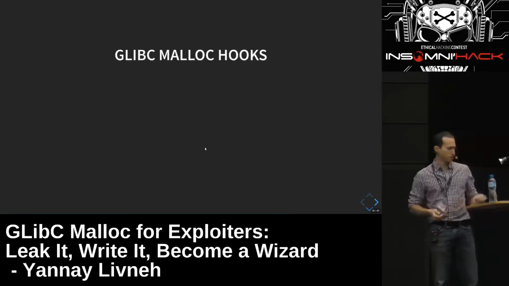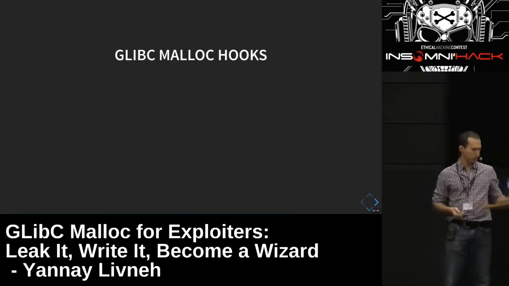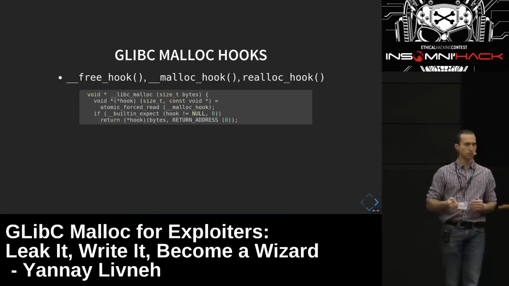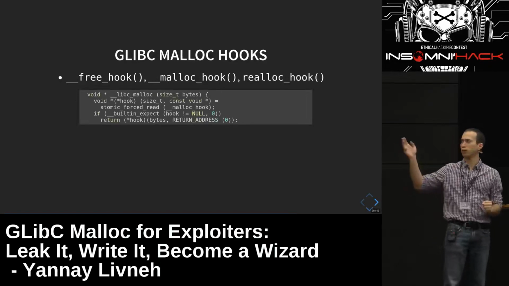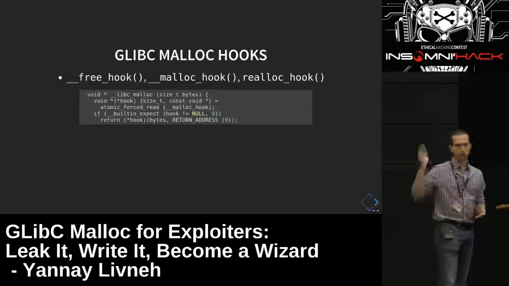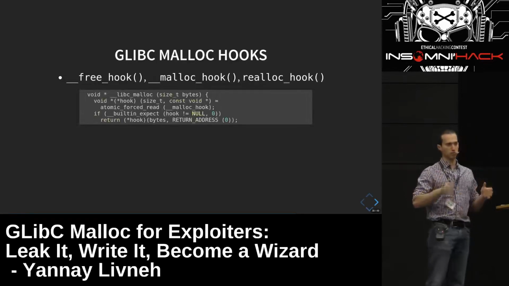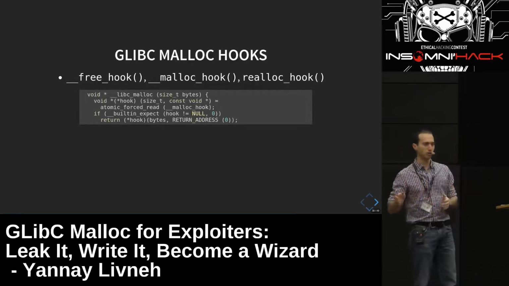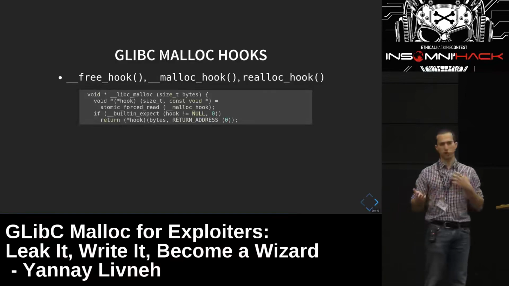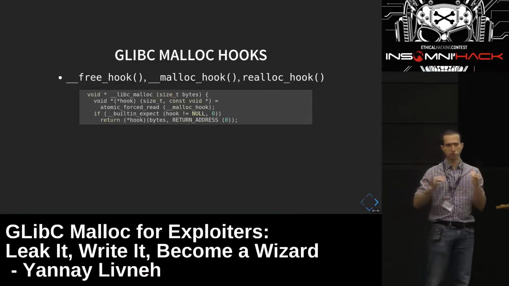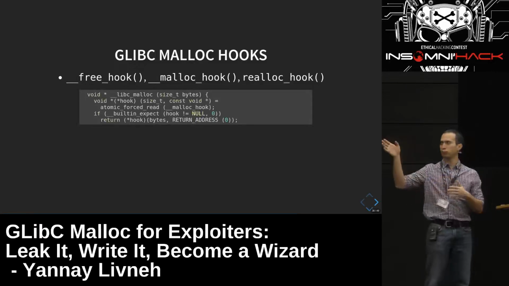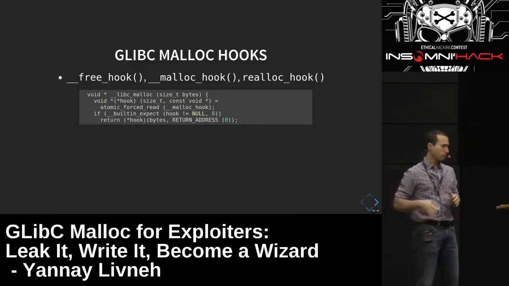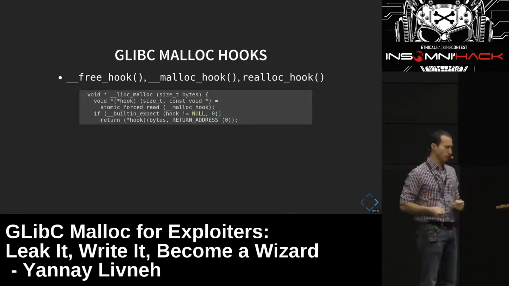My favorite is using the Malloc hooks. So there are hooks in the GLibC Malloc. You can see the function of Malloc internally, this is how it's implemented. The very first lines read a global variable called Malloc hook and check if it's null or not. If it's not null, it will just jump to whatever is pointed there. So if you can override this global variable, which is in GLibC, you can get code execution.